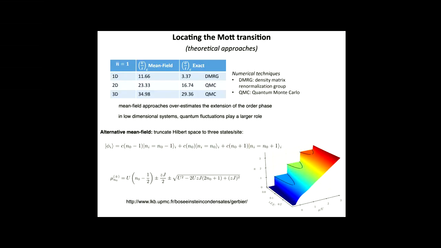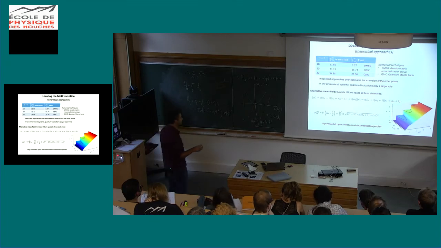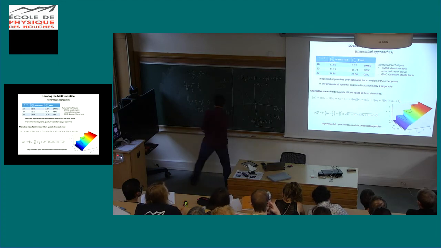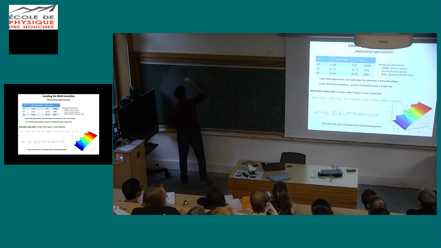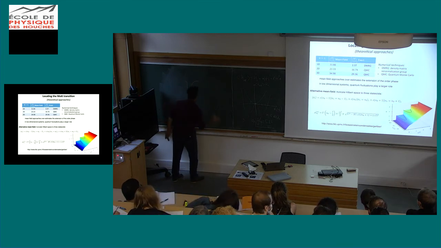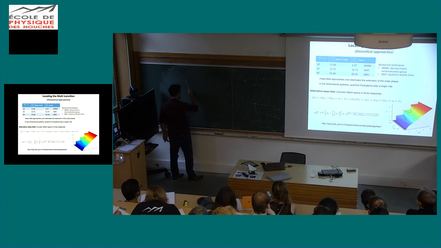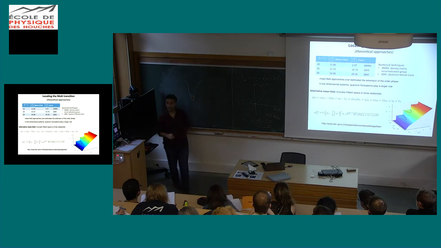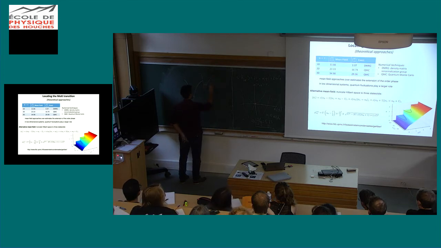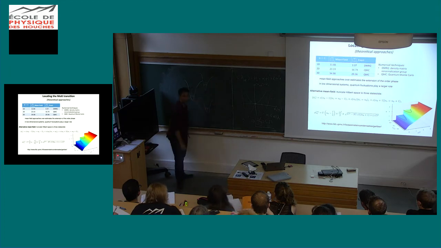And I would like to tell you that there are some other approaches. For instance, to truncate the Hilbert space to 3 states. So what you do, this is my site, and let's say that I have 3 atoms in this site, on average. And so what I will be considering is the case where I have 2 atoms and the case where I have 4 atoms.